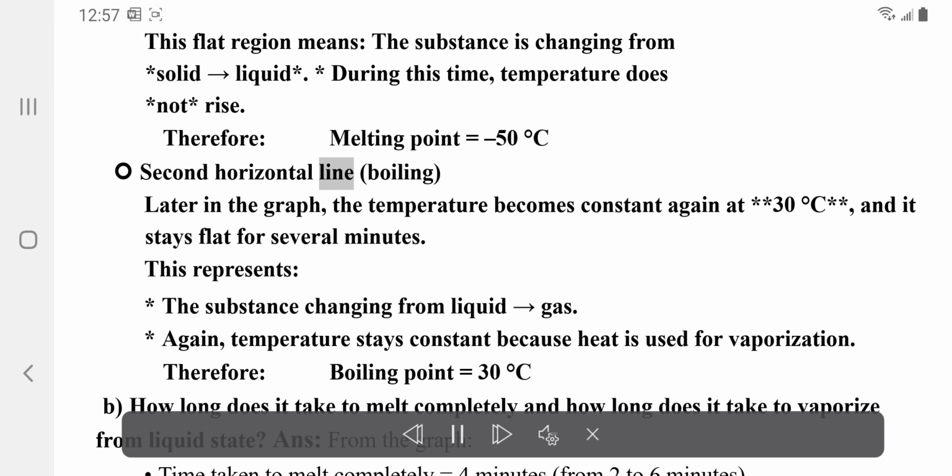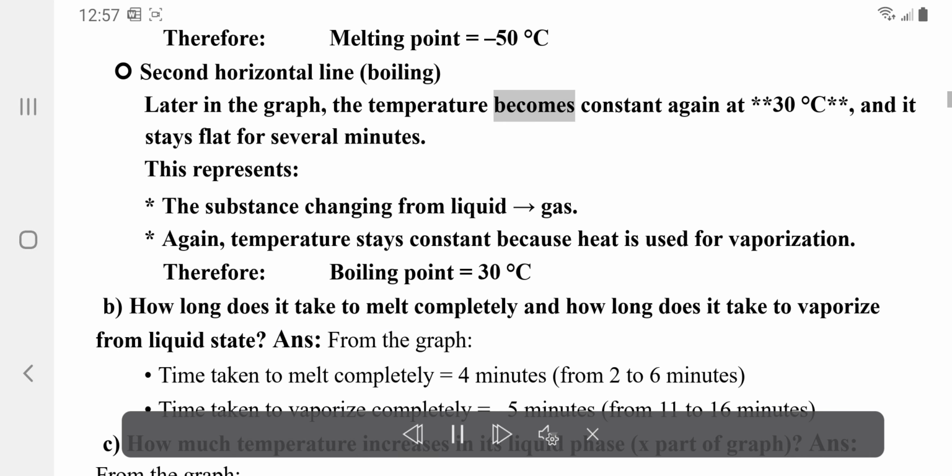Second horizontal line. Boiling. Later in the graph, the temperature becomes constant again at 30 degrees C, and it stays flat for several minutes. This represents the substance changing from liquid to gas. Again, temperature stays constant because heat is used for vaporization. Therefore, boiling point equals 30 degrees Celsius.